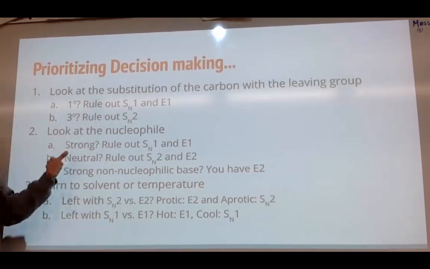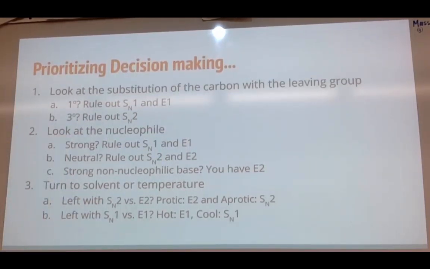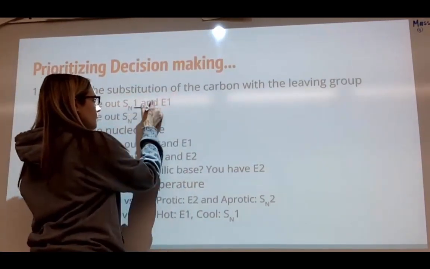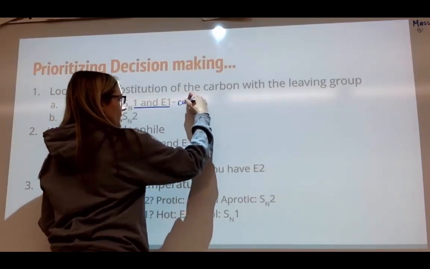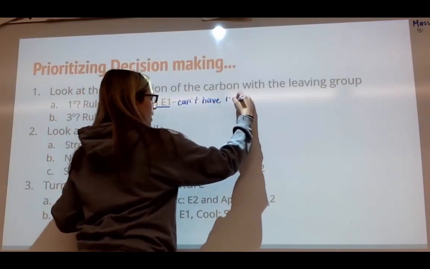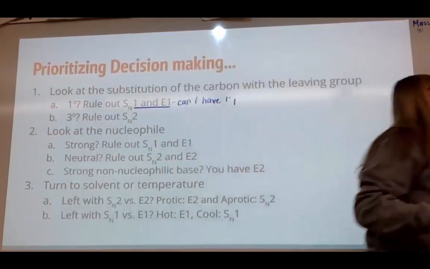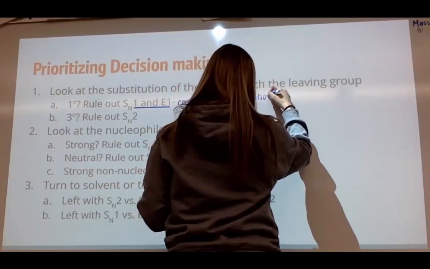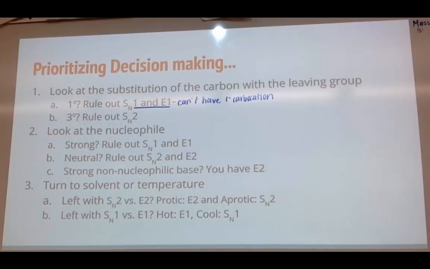First, look at the degree of substitution of the alpha carbon. Is it primary? Is it secondary? Is it tertiary? If it's primary, we can rule out SN1 and E1 reactions, because SN1 and E1 reactions form a carbocation. Right? So we can't have a primary carbocation. It's just not stable. So if we look at our alpha carbon and it's primary, we can rule out SN1 and E1. We're not going to have a primary carbocation form.